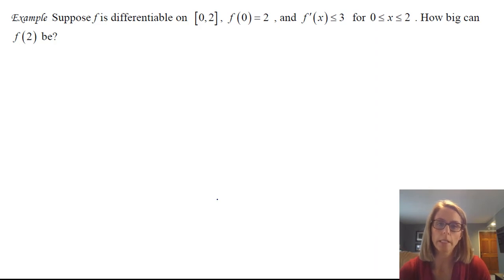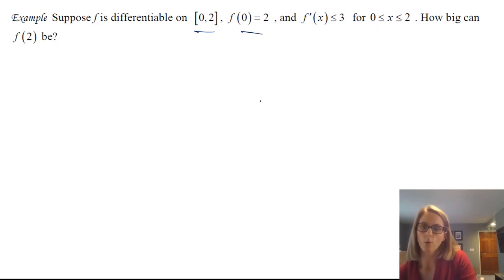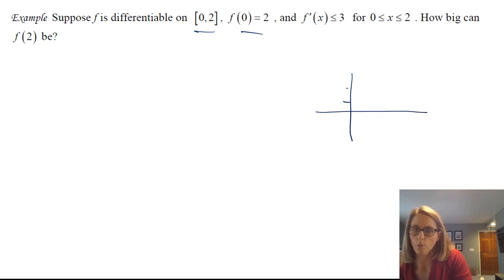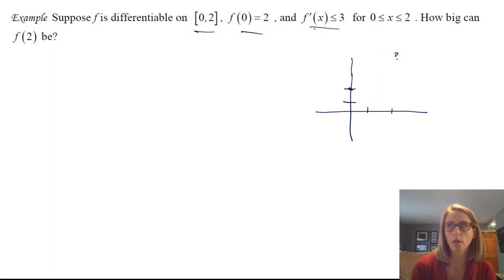One other thing we can do with the MVT is show that we can bound functions depending on what we know by the MVT. So suppose you have a function that's differentiable on an interval, so you know as well that it's also continuous. You're given a value, f of 0 equals 2. So you're not told what the function is, you're just told that you have some y value, say for example right here, you're told that f of 0 equals 2, and you're talking about this interval up to 2. So you don't know where the function ends, but you are told that the derivative of the function is always less than or equal to 3.